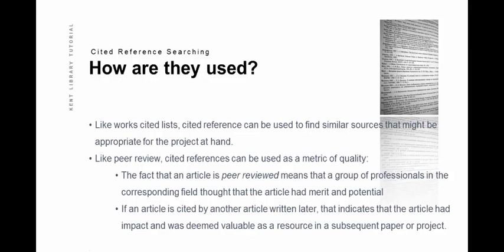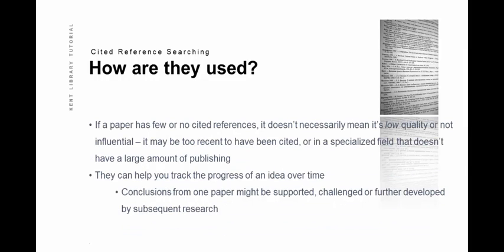If an article is cited by another article written later, that indicates that the article had impact and was deemed valuable as a resource in a subsequent paper or project. In other words, somebody read the article in question and thought it would be helpful as a building block for a project that they were working on. However, if a paper has few cited references, or none at all, it doesn't necessarily mean it's low quality or not influential. It may be too recent to have been cited, or it may be in a specialized field that doesn't have a large amount of publishing.